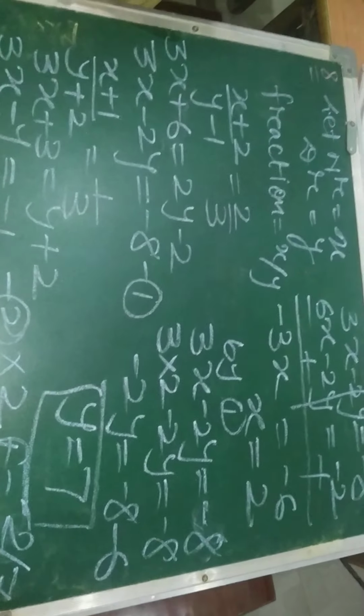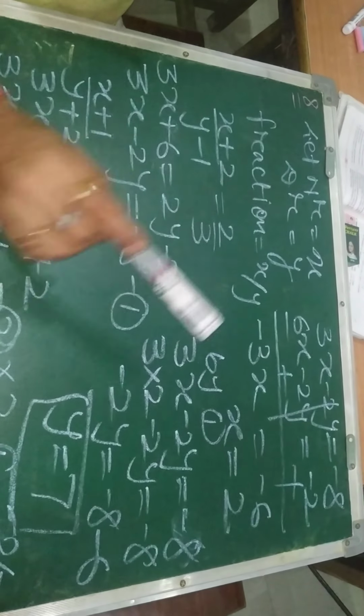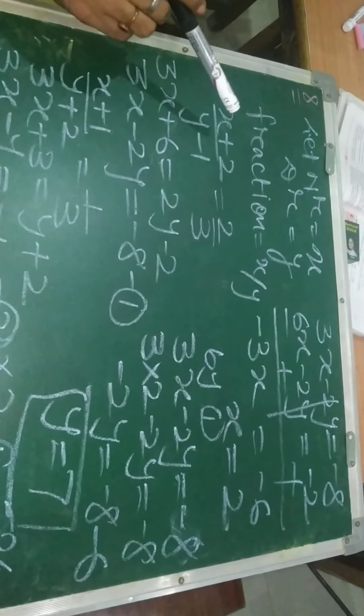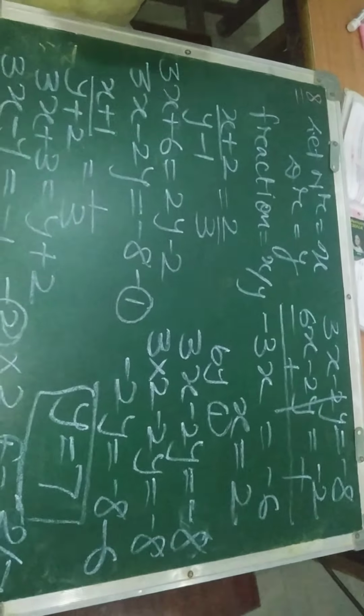According to the statement, the numerator of the fraction is increased by 2. The numerator is x, and when x is increased by 2, it converts into x plus 2, and the denominator decreased by 1, so denominator y converts into y minus 1. The new fraction is x plus 2 upon y minus 1. The given fraction is 2 by 3, so it is equal to 2 by 3.